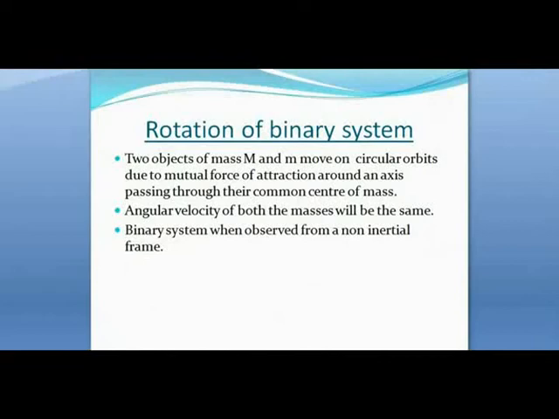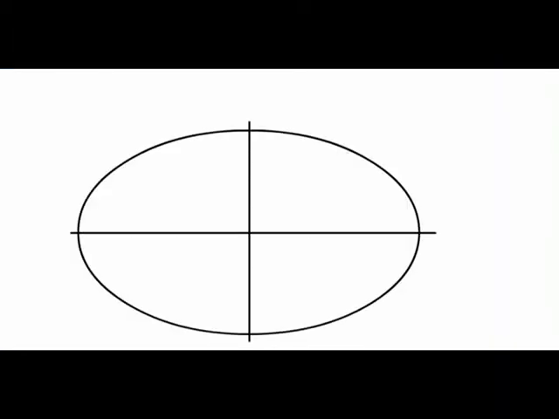Reference to one of the objects in a binary system and find out what is the angular velocity of the other object in this frame of reference. Let's see the animation first.